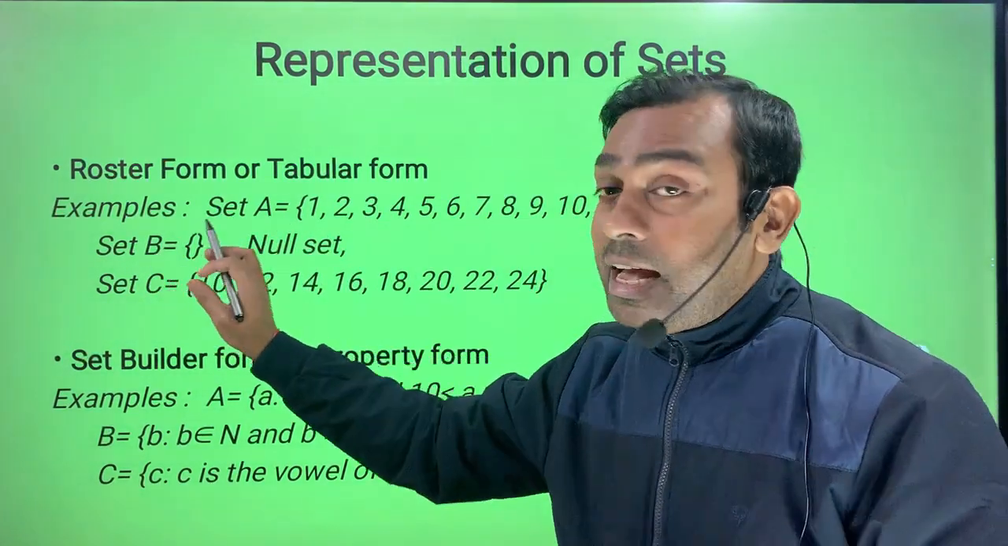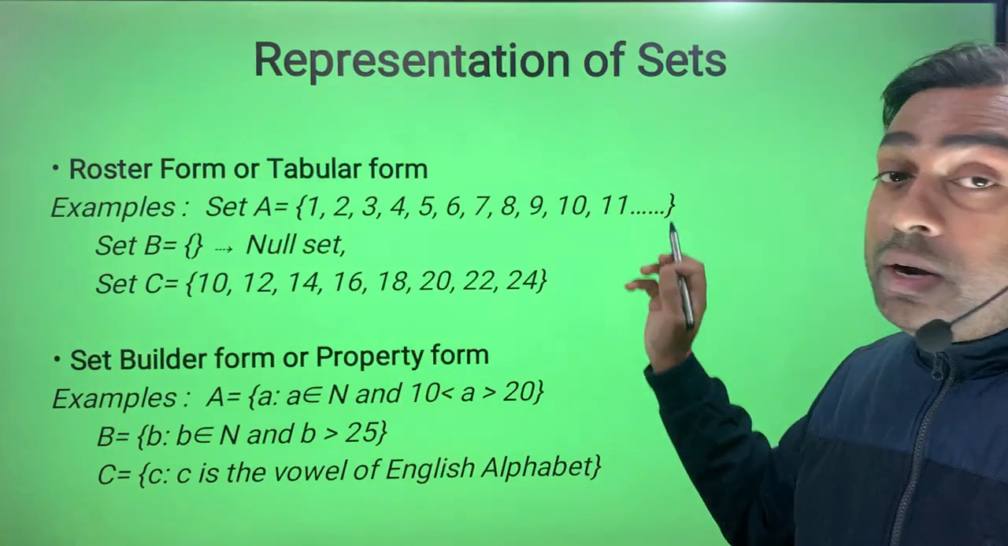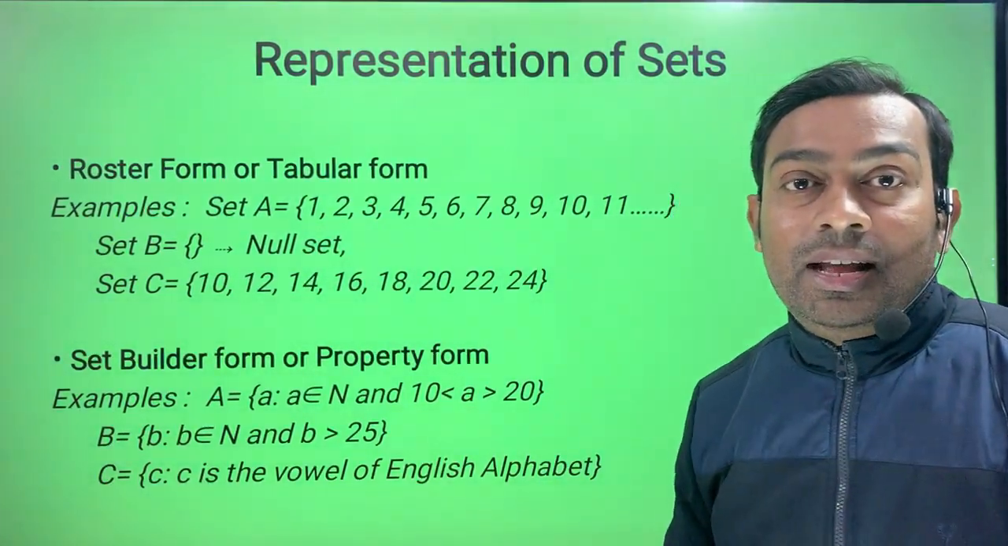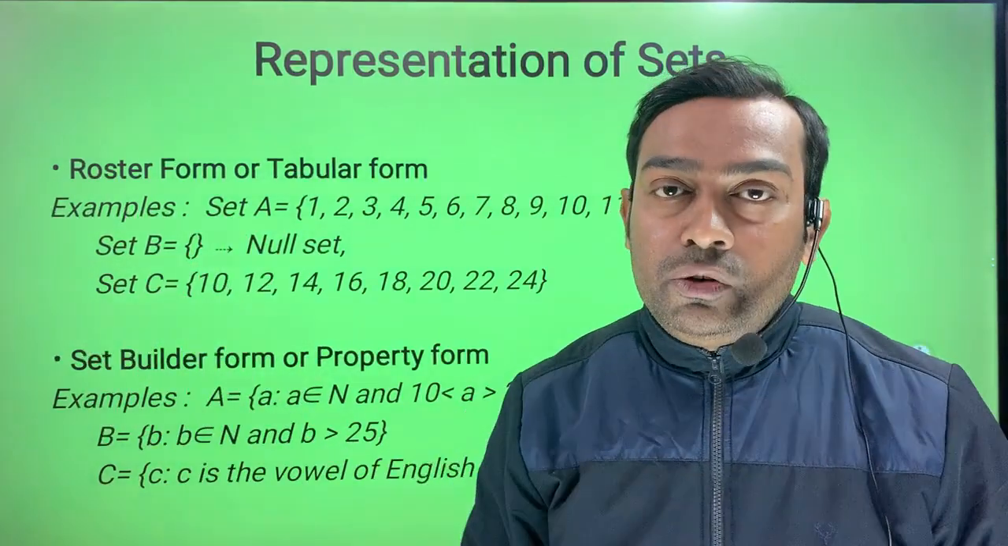And set B has no term, and each one of them is known as an element, like your family member. Suppose you have 5 members in your family.